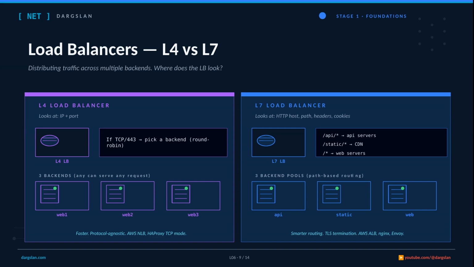A Layer 7 balancer reads the actual HTTP request, so it can route by path or host name, sending /api somewhere, static to a CDN, and handle TLS termination too. Same job, but the higher the layer, the smarter the decision.